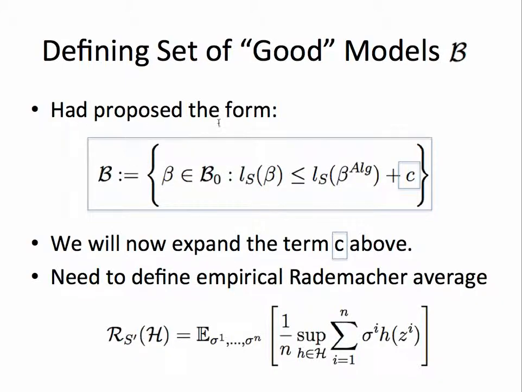So we had proposed the form B as a set of all models such that their empirical error, normalized empirical error, is as low as possible to the lowest empirical error. We'll now expand the term C here, and for that we need to define the empirical Rademacher average. It's just a property of the model class. For any arbitrary model class H, it is defined in a certain way, given an arbitrary model class and our sample, which is the training data.